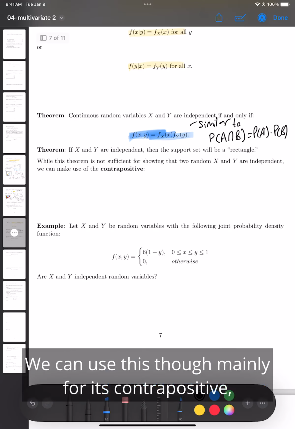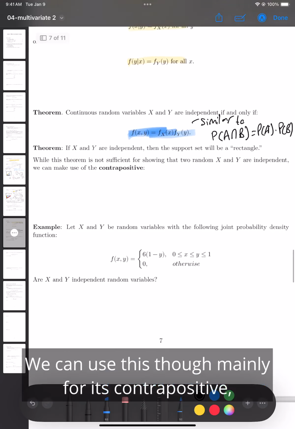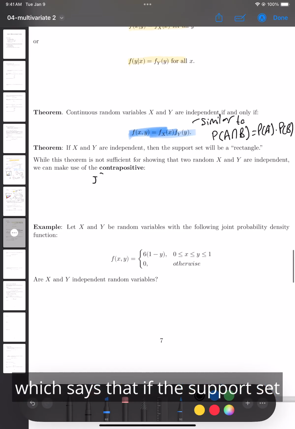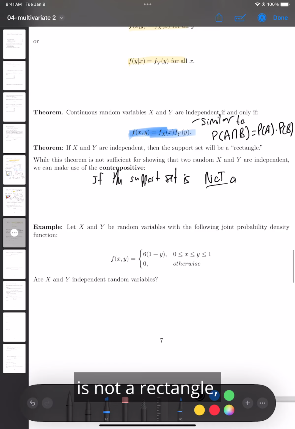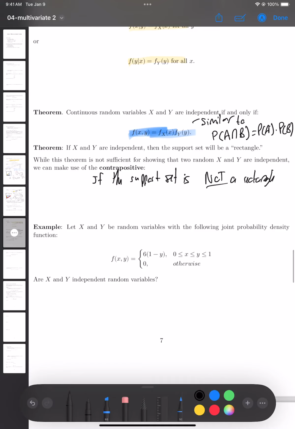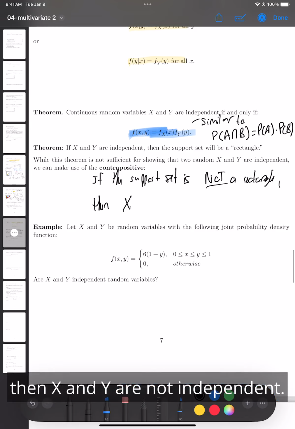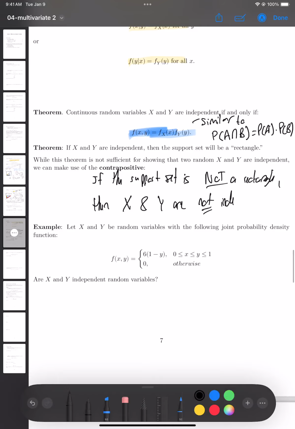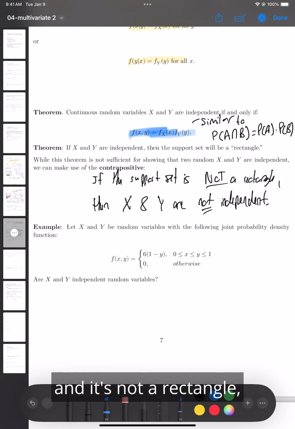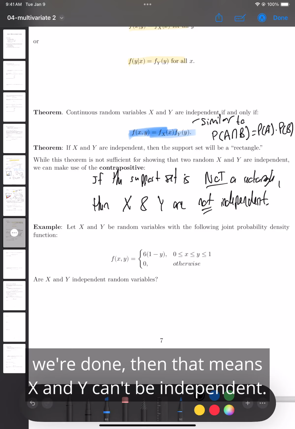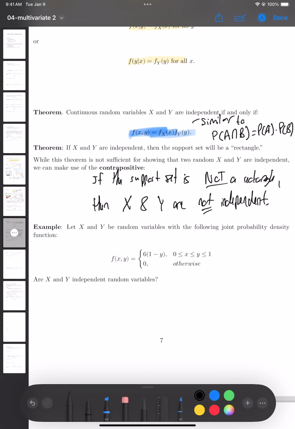We can use this mainly for its contrapositive, which says that if the support set is not a rectangle, then X and Y are not independent. So if we check the support set and it's not a rectangle, we're done. That means X and Y can't be independent. Done.